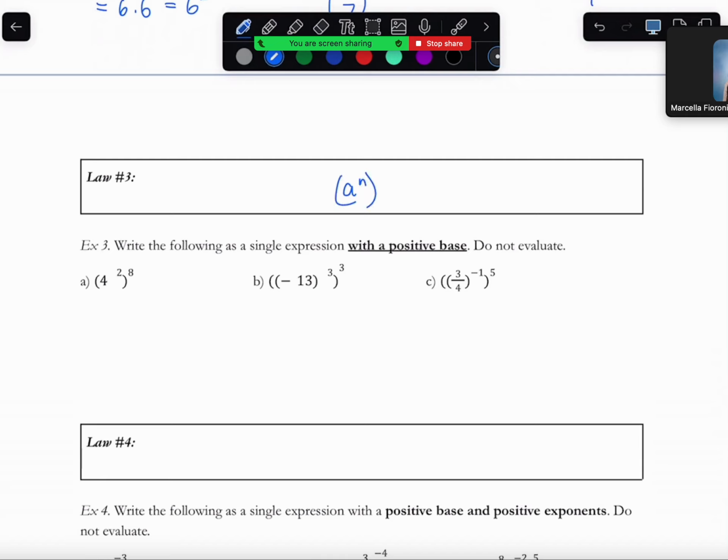Okay, if I have a to the power of n, and I raise that to the power of m, it's a to the power of n times m. So if I raise a power to an exponent, I multiply exponents.